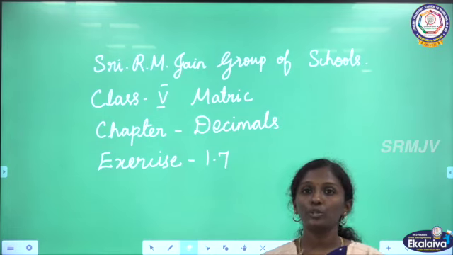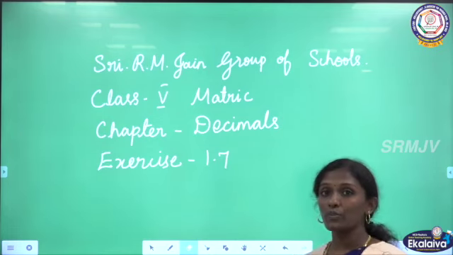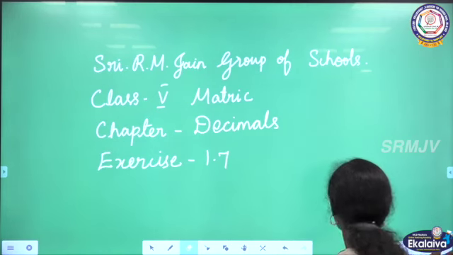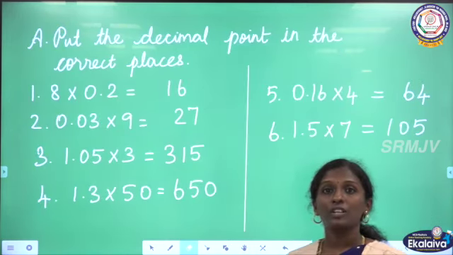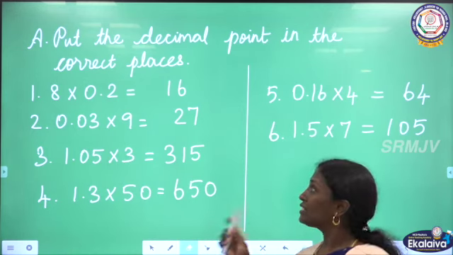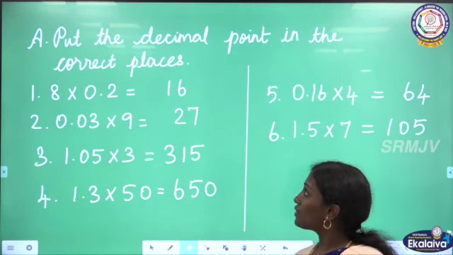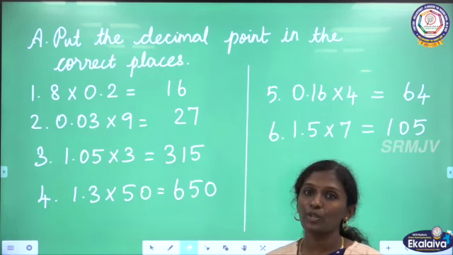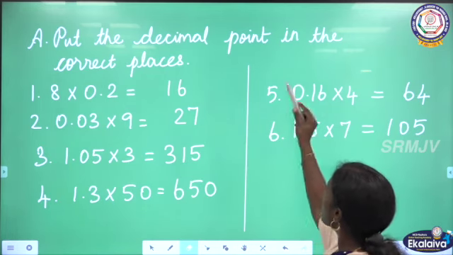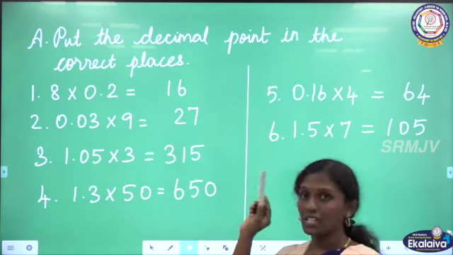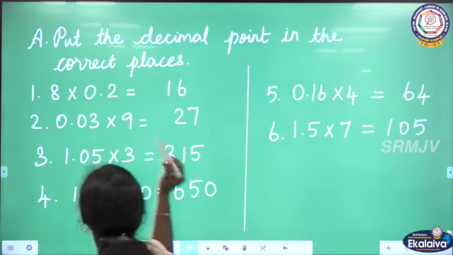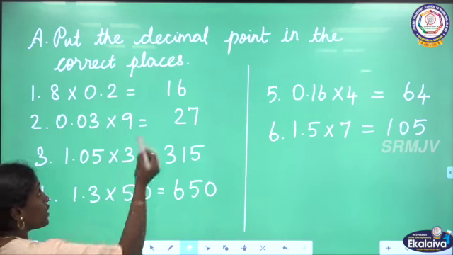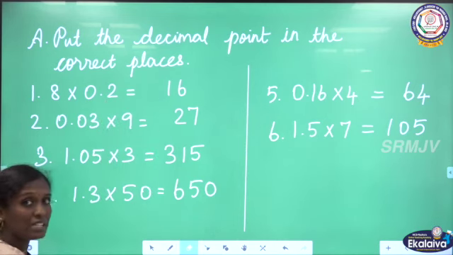Today we are going to do the problems in exercise 1.7 from the chapter Decimals. In this exercise, we are going to learn how to multiply the decimal numbers. See the first question. In the first question, we are just going to keep the decimal point alone. Put the decimal point in the correct places. Already the answer is given. According to the given decimal places in the question, we are going to keep the decimal points in the answer.